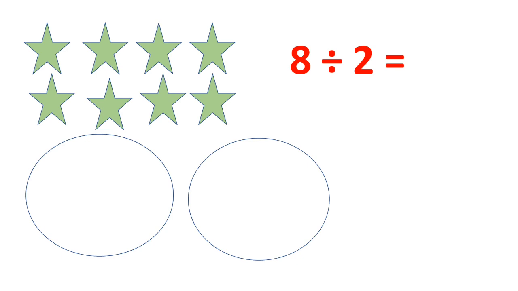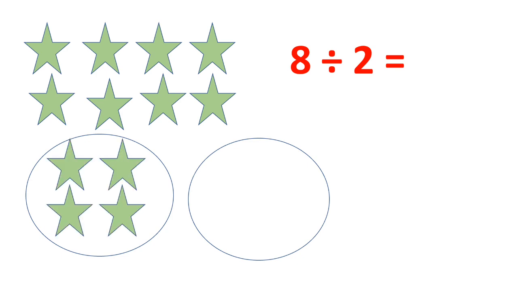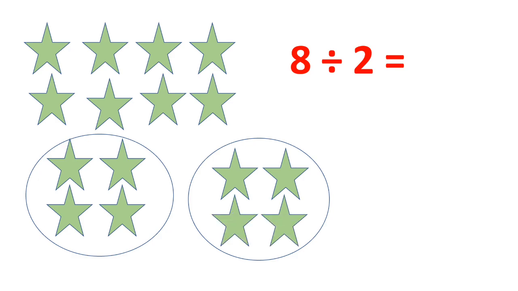We see how many times we multiply number 2 to get the number 8. 2 ones are 2, 2 twos are 4, 2 threes are 6, 2 fours are 8. It means we have to multiply 2 four times to get the number 8. It means in each group there would be 4 stars. 1, 2, 3, 4. 1, 2, 3, 4. It means 8 divided by 2 is equal to 4.